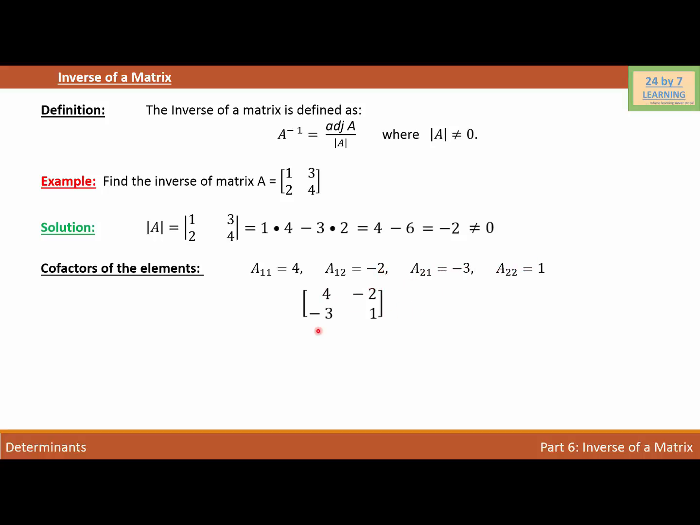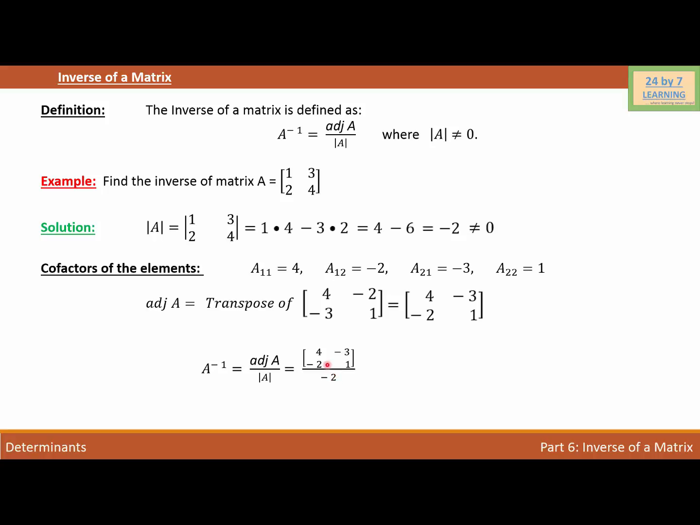In order to find the adjoint of a matrix, we need to find the transpose of this matrix. So the transpose of this matrix is equal to the adjoint of A. If you remember, when we find the transpose of a matrix, we convert rows into columns. Using the definition of the inverse, we are going to divide the adjoint of the matrix by the determinant, which is negative 2. So this is the adjoint of A and this is the value of the determinant.